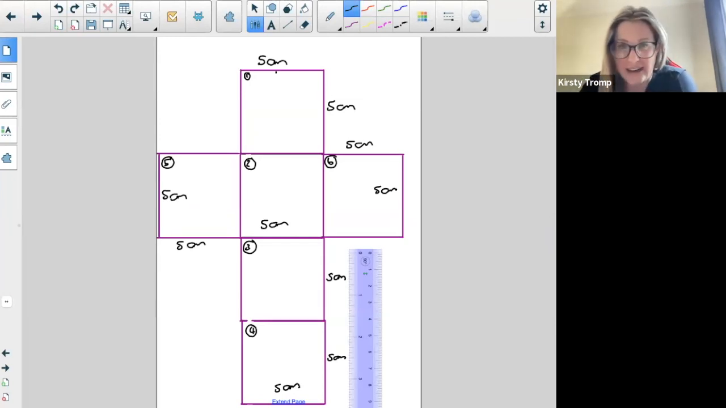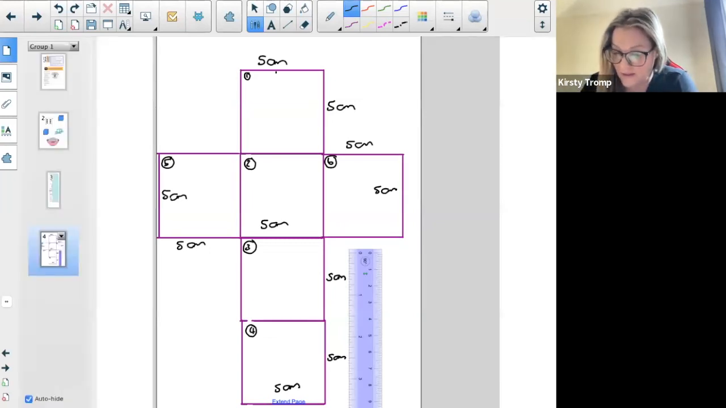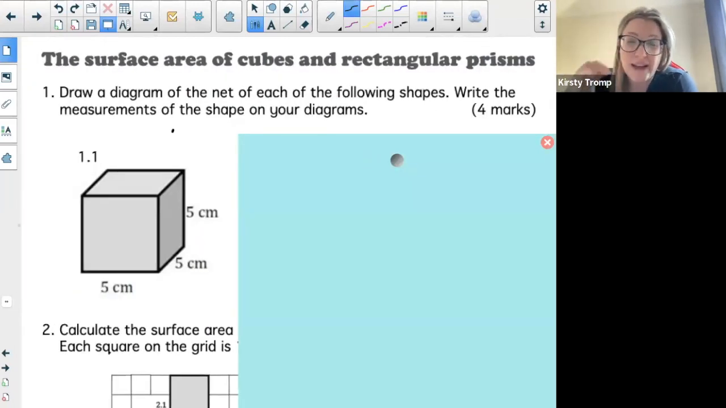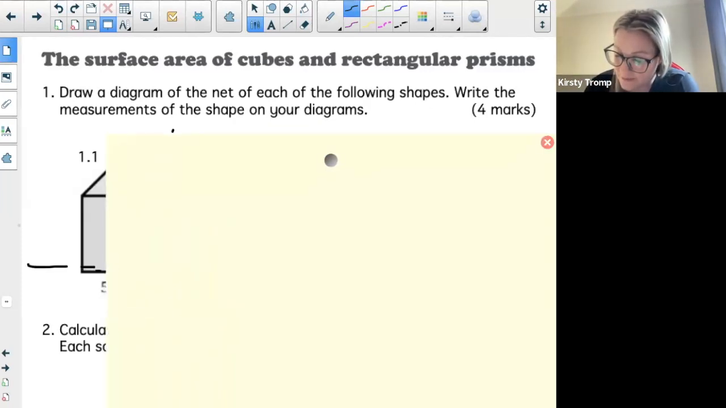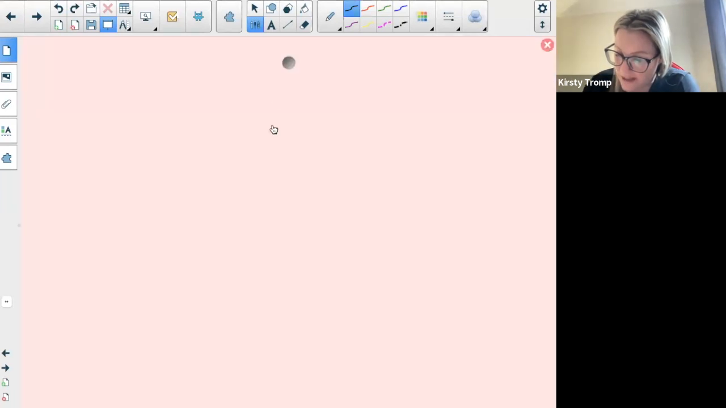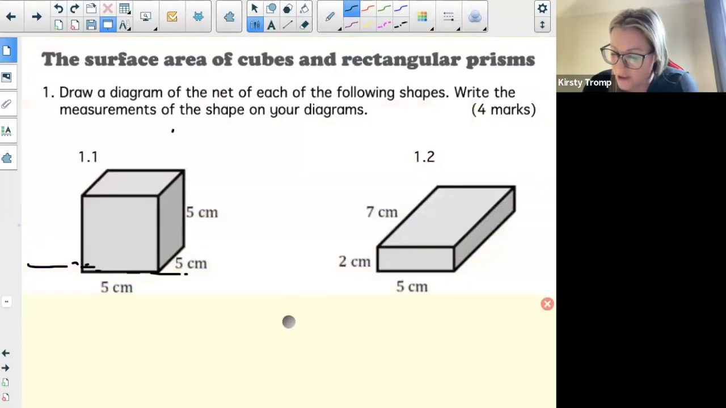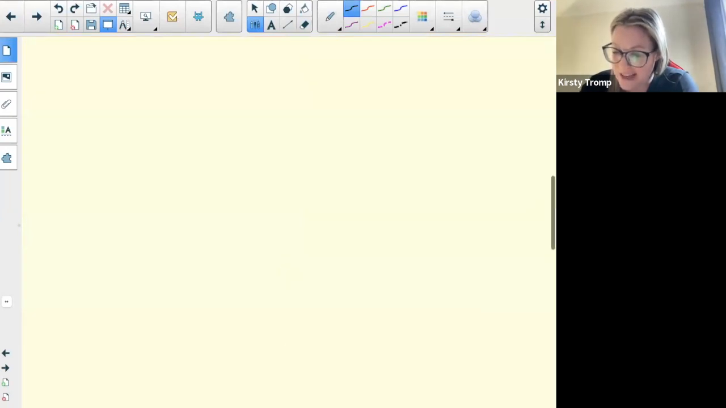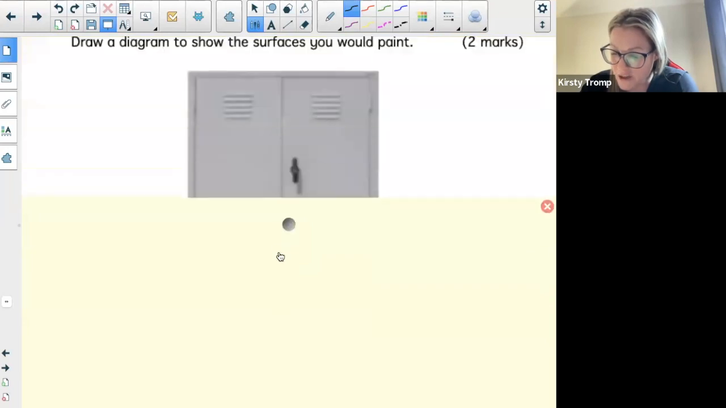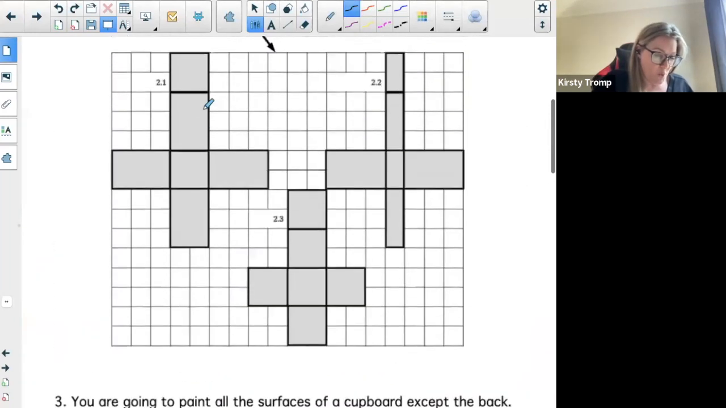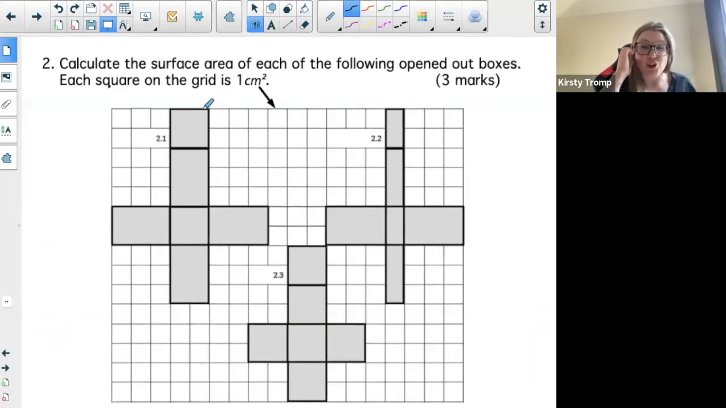So hopefully you've got that one done. Let's go have a look at our next question. We're going to leave the rectangular prism for now, guys, because we're going to do rectangular prisms on Wednesday night. So we're going to look at all the cubes for tonight.